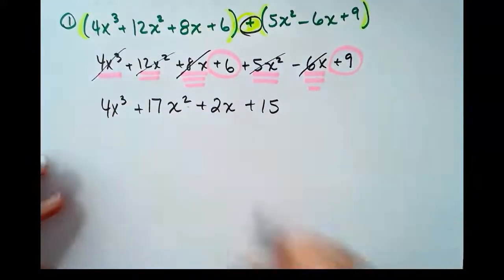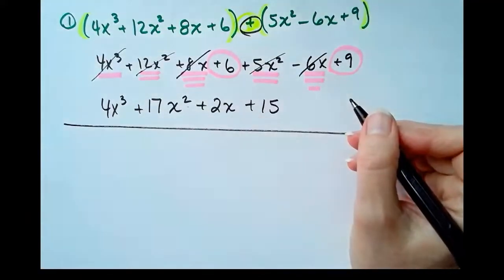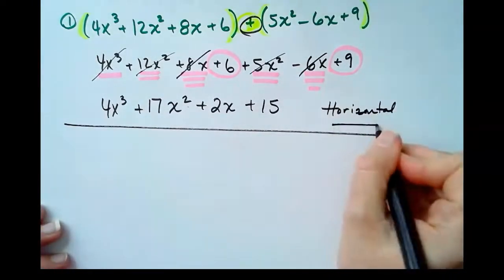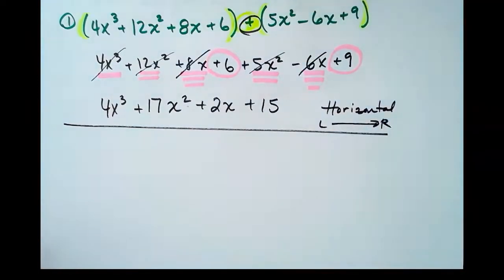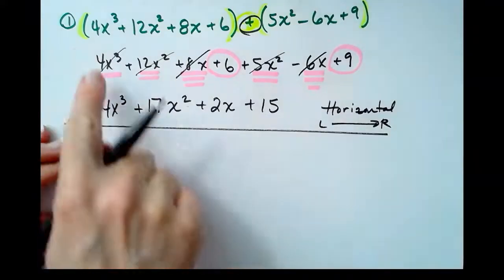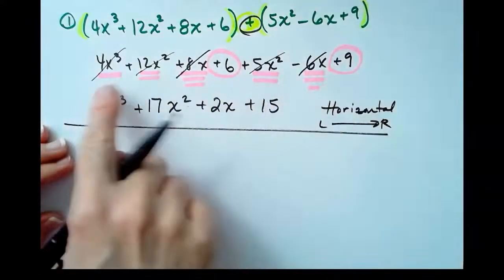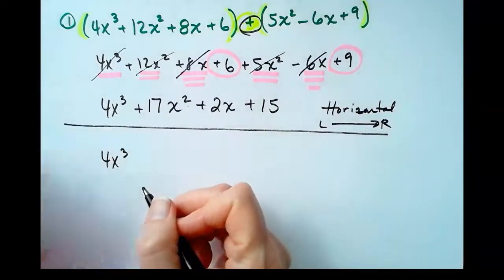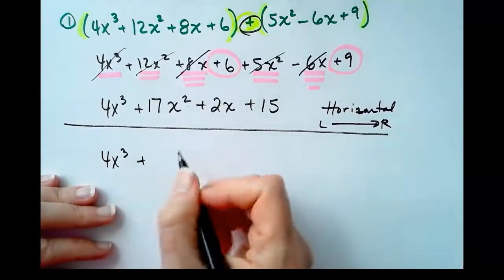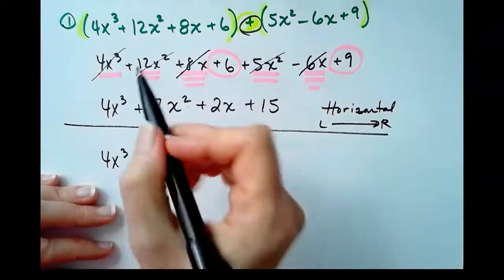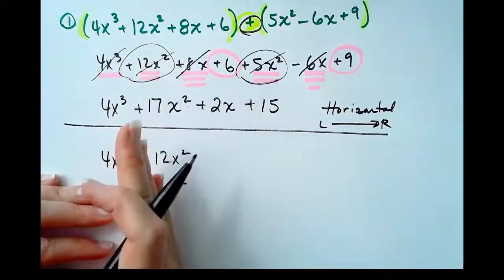Now, the other way to do this problem would be in a vertical format. So this was horizontal. Horizontal was just worked from the left to the right. Now, if we put things in a vertical format or a vertical algorithm, we're just going to line up our like terms vertically. Now, we can go straight from where I have them all highlighted. So here's 4x cubed. Nothing's going underneath it because nothing is getting added to it. Then we can have a positive 12x squared and a positive 5x squared. I'm simply lining up those like terms vertically.